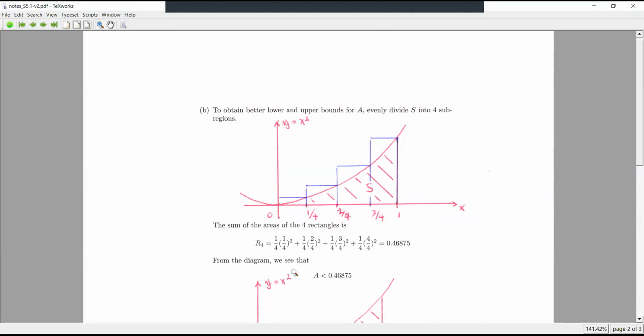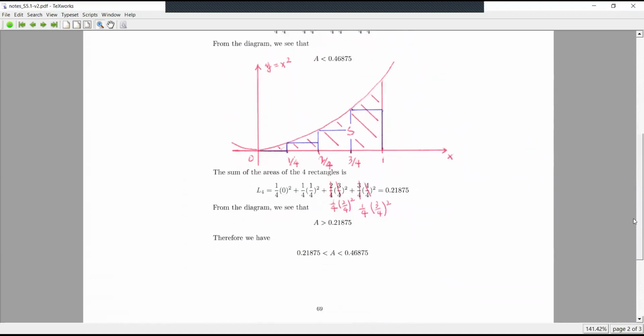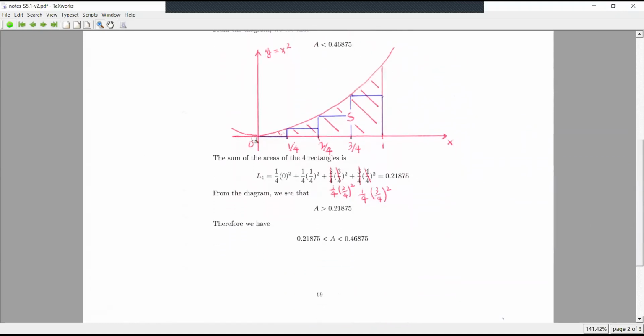Now for a lower bound, I erase these 4 rectangles. Then rebuild rectangles. This time, I use function values at left endpoints to build rectangles. Over the first subinterval, use function value at left endpoint, 0. Function value at 0 is 0 as height to build a rectangle. The area is 0 because the height is 0.